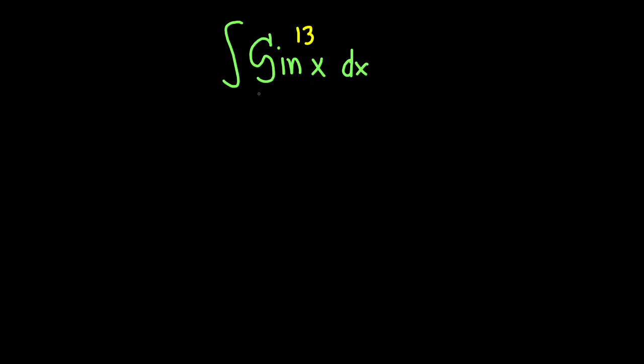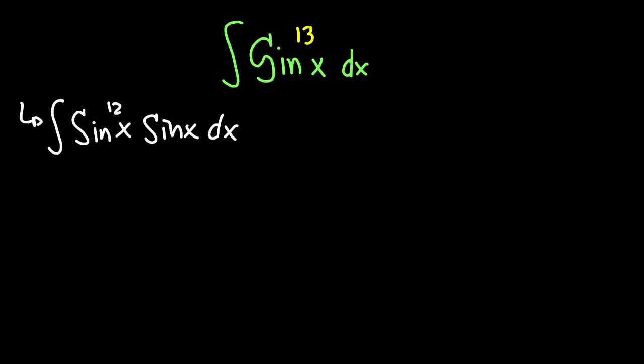Let us evaluate the integral of sine to the power of 13 of x. When dealing with an integral of sine and the exponent is an odd number, you would first need to factor out 1 sine of x, making this the integral of sine to the power of 12 of x multiplied by the factored out sine of x dx.